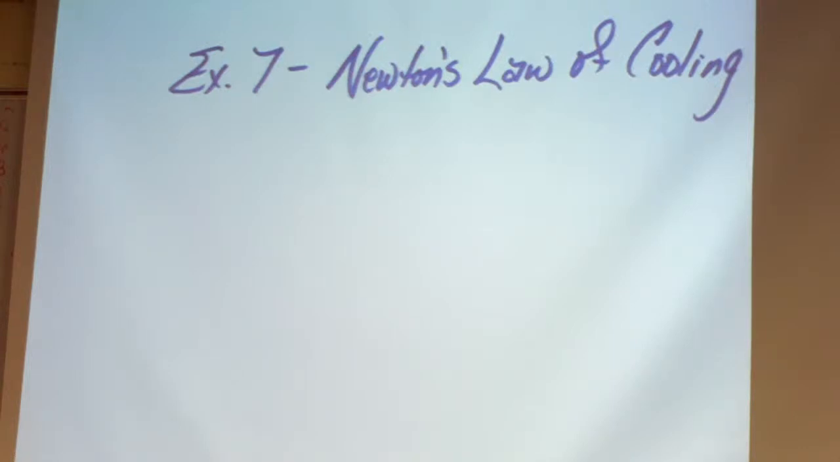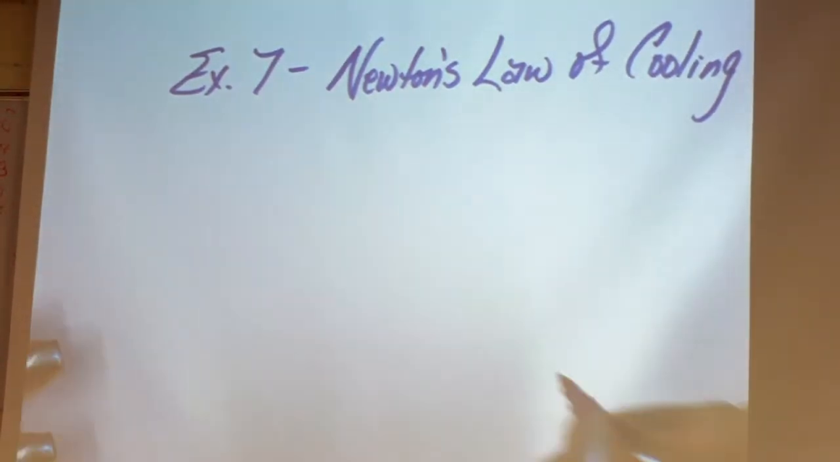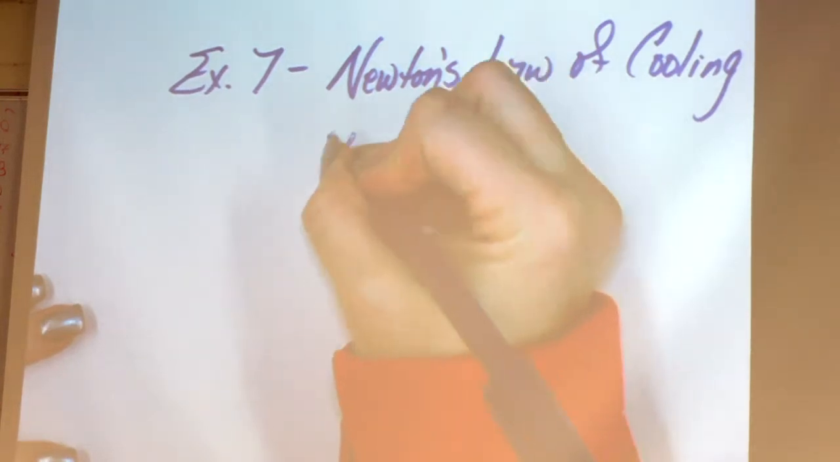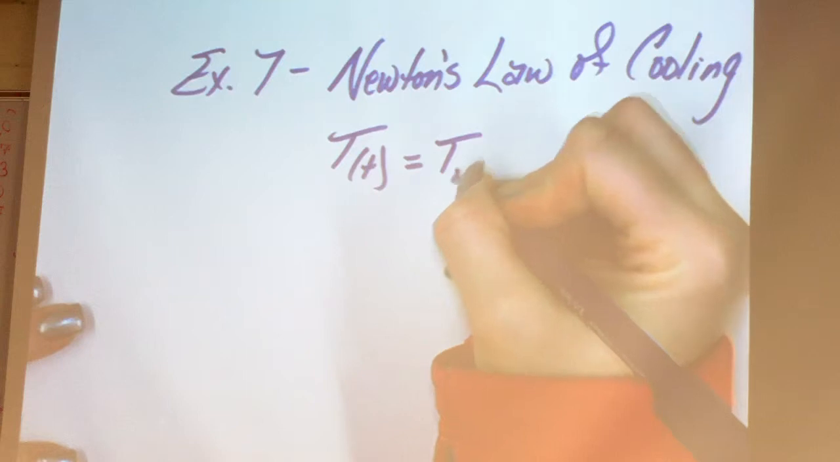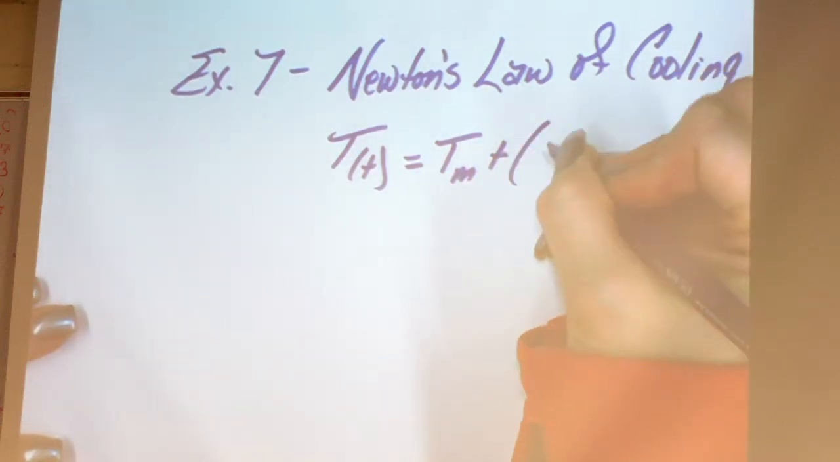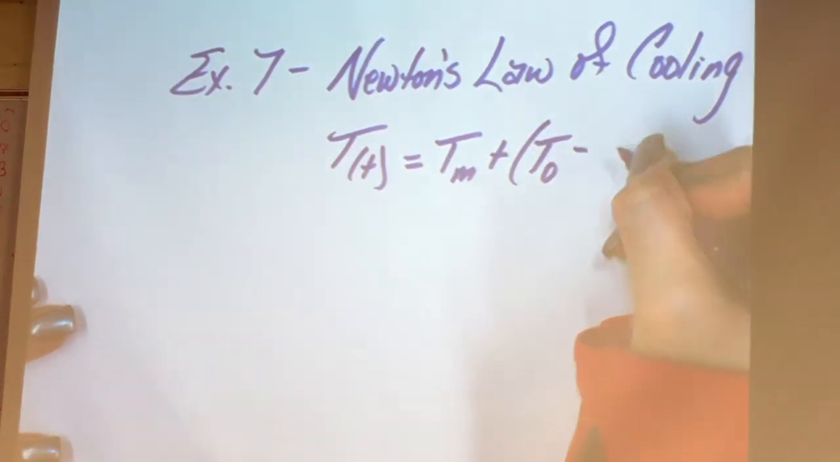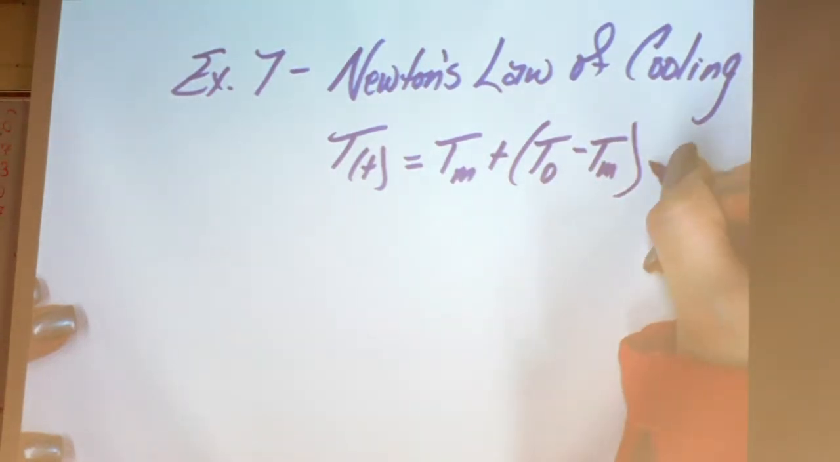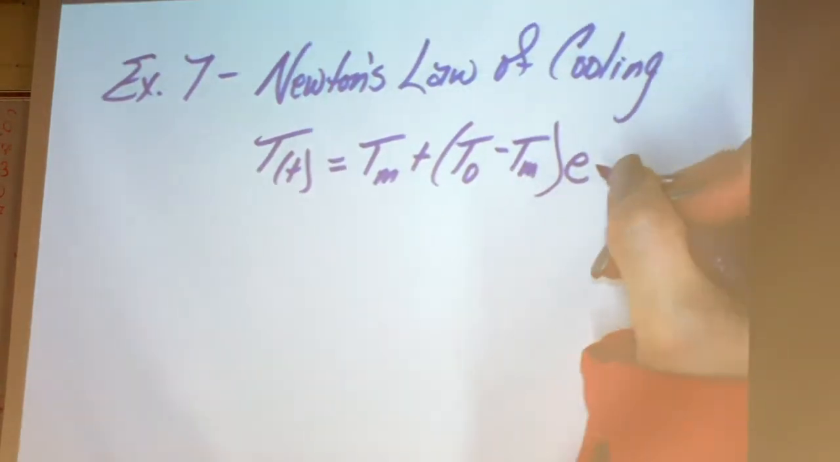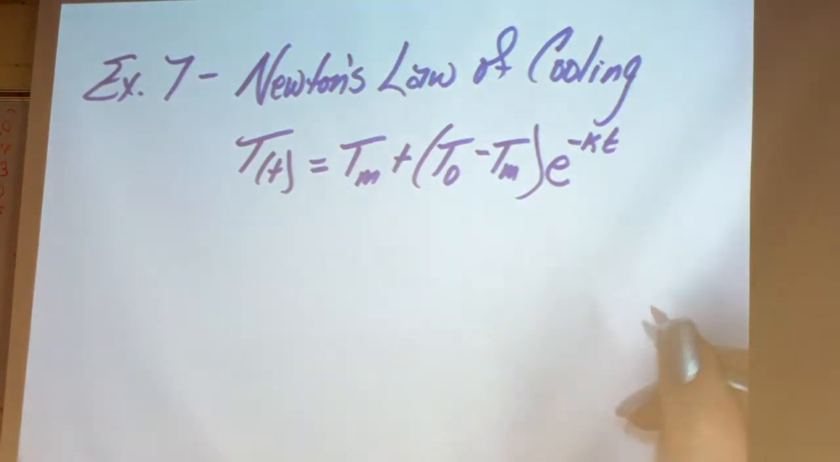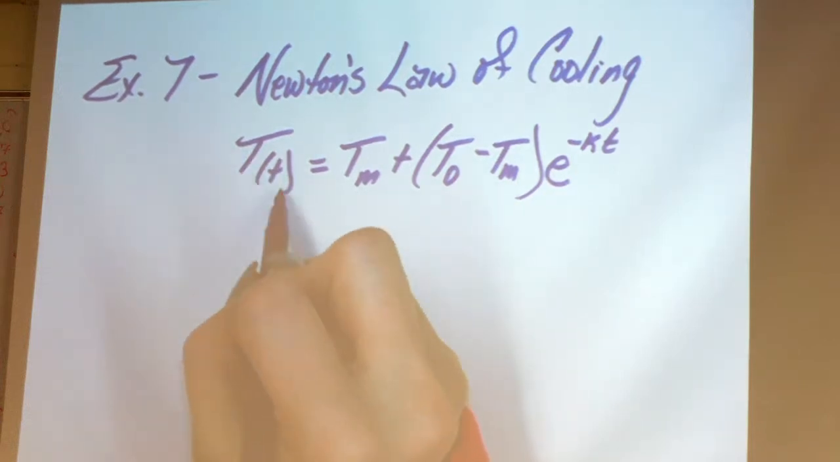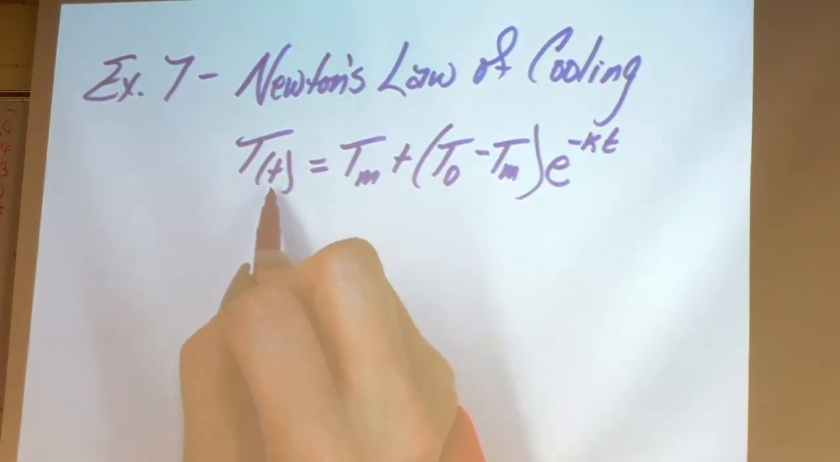Okay, example 7 is talking about Newton's law of cooling. So we are going to first talk about what Newton's law of cooling is. We have T of t is equal to T sub m plus (T sub 0 minus T sub m), multiplied by e raised to the negative k times t. T of t is the temperature of the object.